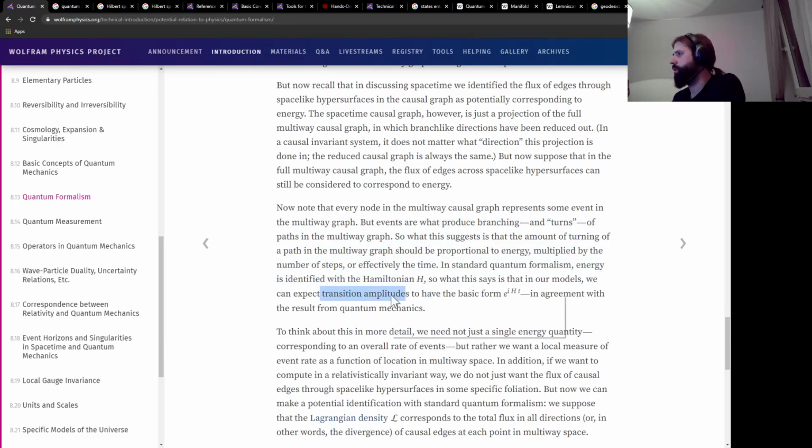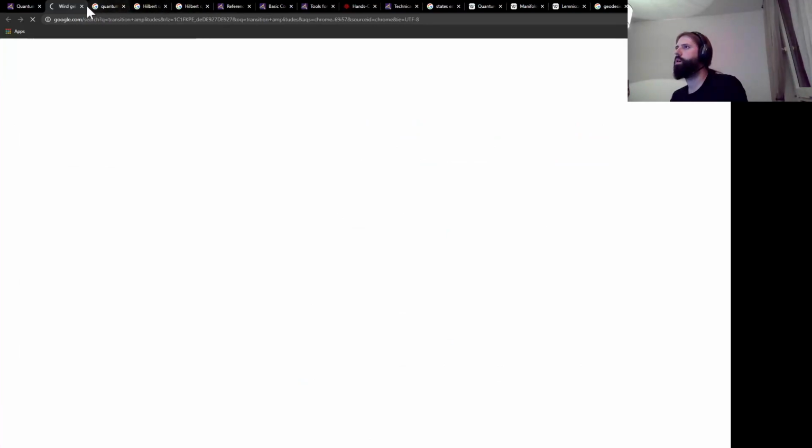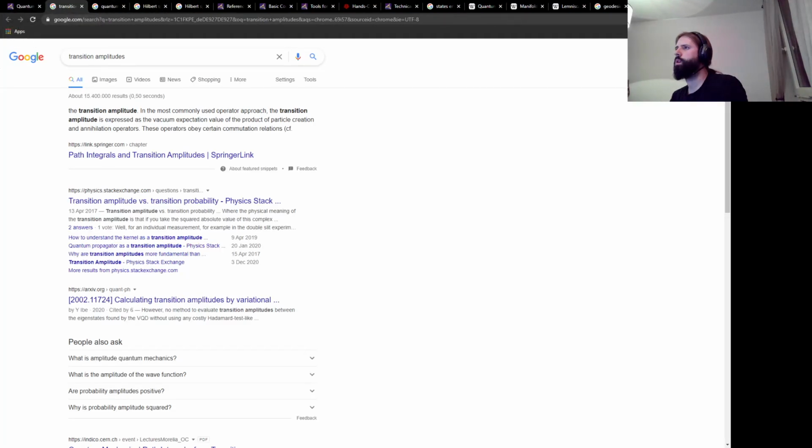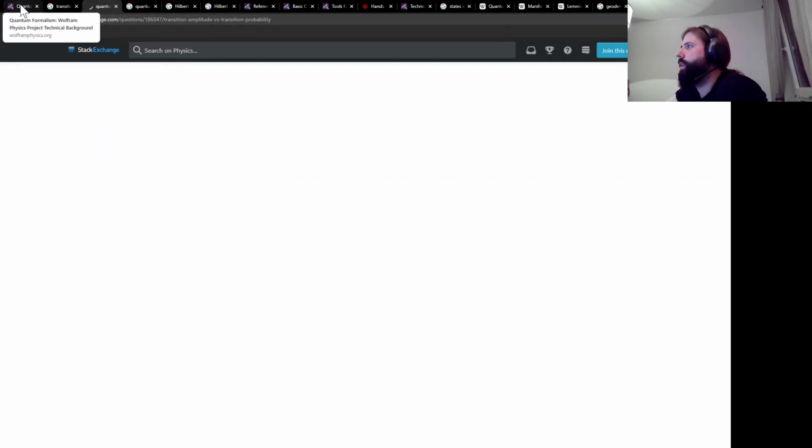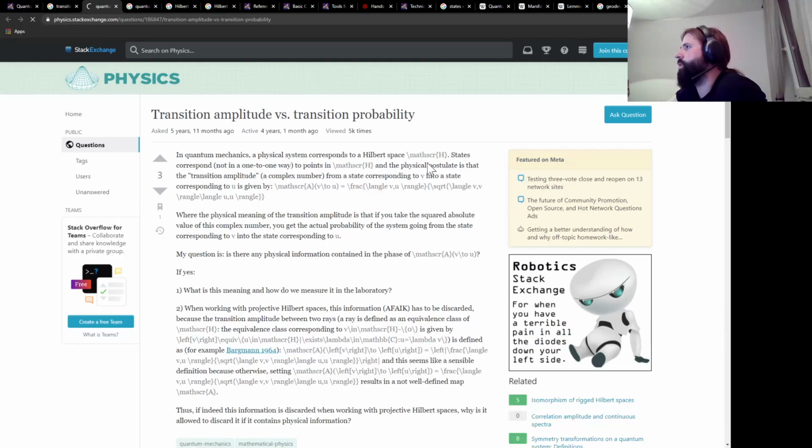I've never come across this term before. The transition amplitude, in the most commonly used operator approach, expresses the vacuum expectation value of the product of particle creation and annihilation operators. What? Oh, cool. Learned something new. Transition amplitude versus transition probability.